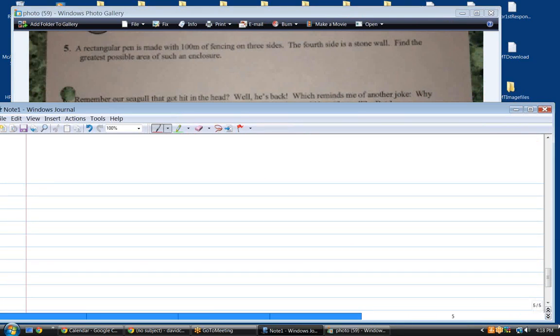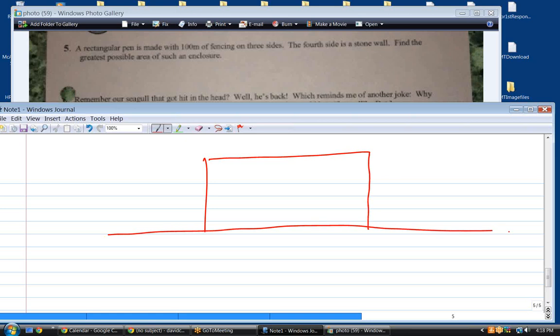A rectangular pen is made with 100 meters of fencing on 3 sides. The fourth side is a stone wall. Find the greatest possible area of such an enclosure.